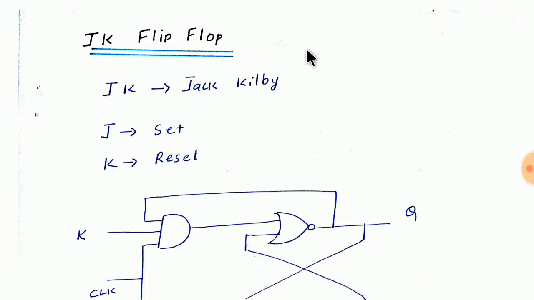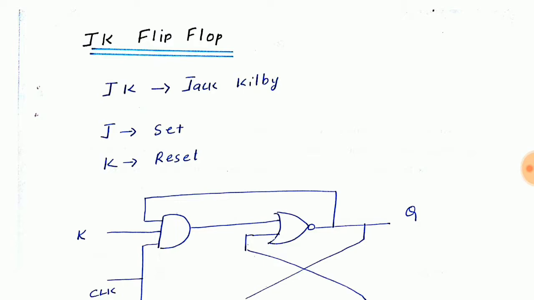That is, in SR flip-flop we are having an unused state. That is, for S is equal to 1 and R is equal to 1, we don't know what output we are going to get. To avoid that situation, we are going for JK flip-flop. In JK flip-flop, we have added an operation. That is, for 1 1, it is going to perform toggle operation.